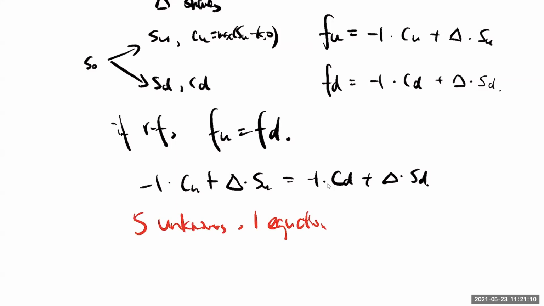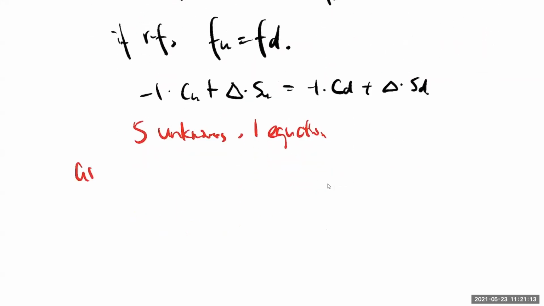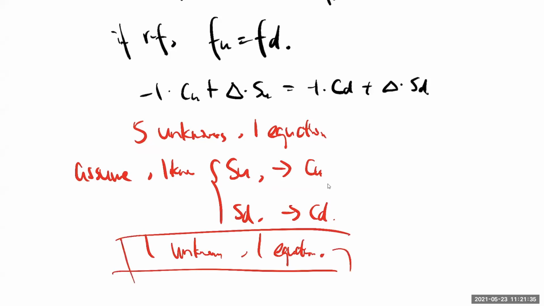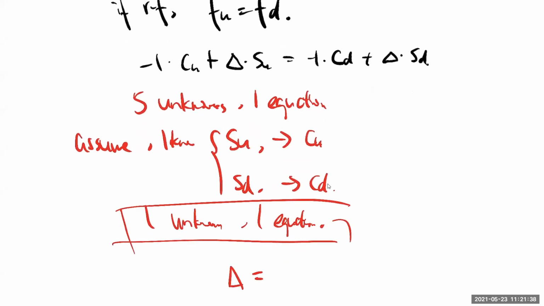So here's my assumption. I assume that I know SU, such that it will give me CU, and I know SD, which will give me CD. So that means 1 unknown and 1 equation. That's what it comes down to. And then you can solve for delta. And solving for delta, what do you have? You have CU minus CD divided by SU minus SD. That's what you learn in the slide. That's how you come down to delta.